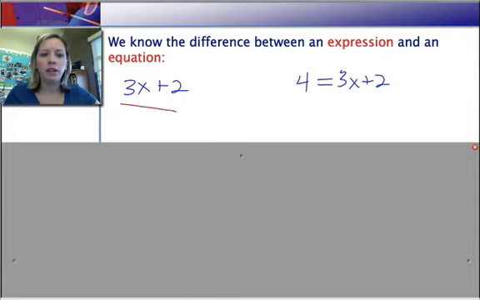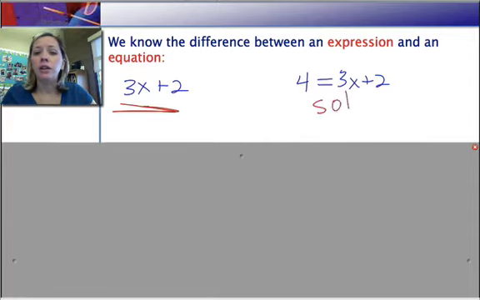So an expression is not something that we can solve. An expression is only something that we can evaluate. I could plug in different values for x and get out different values for the expression. However, an equation is something that we can actually solve. There is only one value of x that I can plug in here to make the left side, 4, equal to the right side, 3x plus 2.